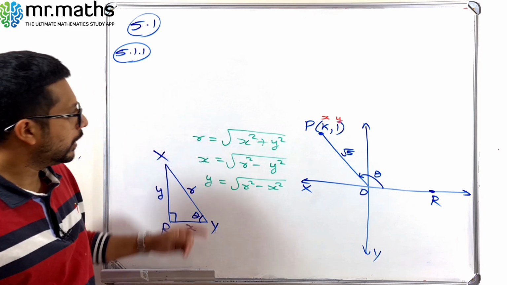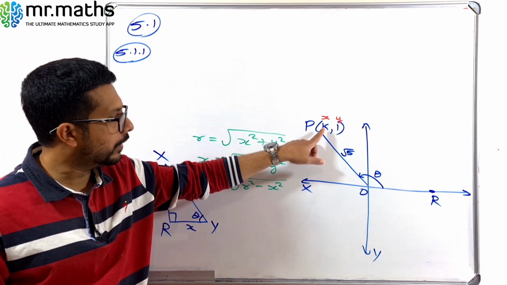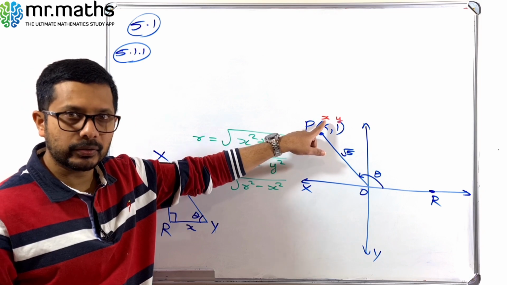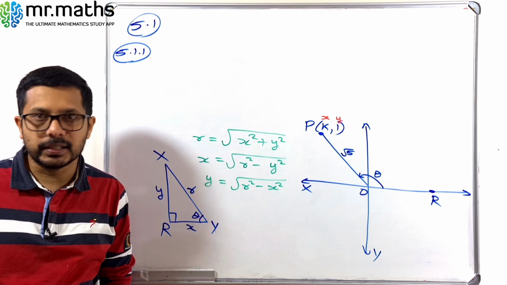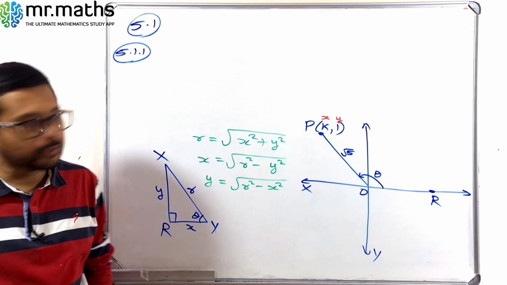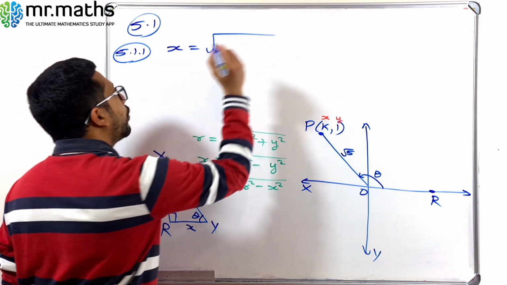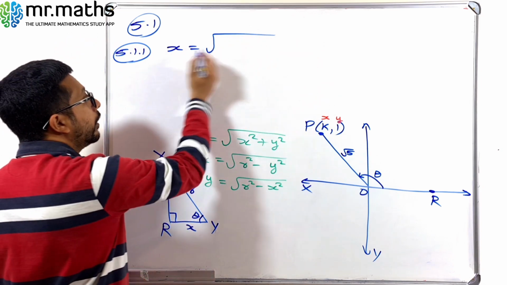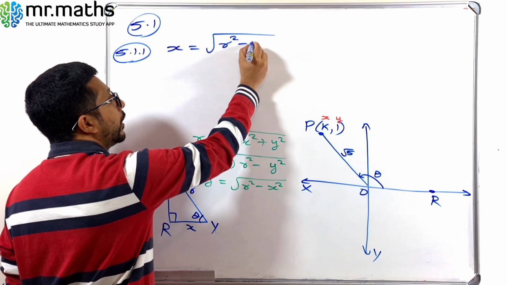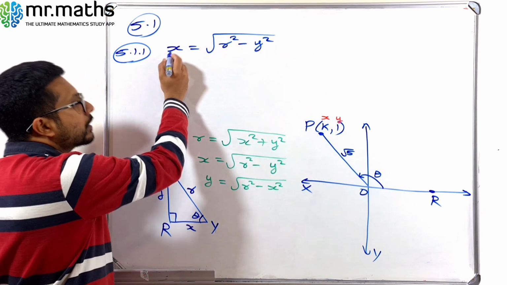Here the question is to find k. What is k? K is x. So in effect, you have to find the value of x here. First I write x is equal to, and I know the formula from my head: to find x, that is root of r squared minus y squared. Immediately I write it.